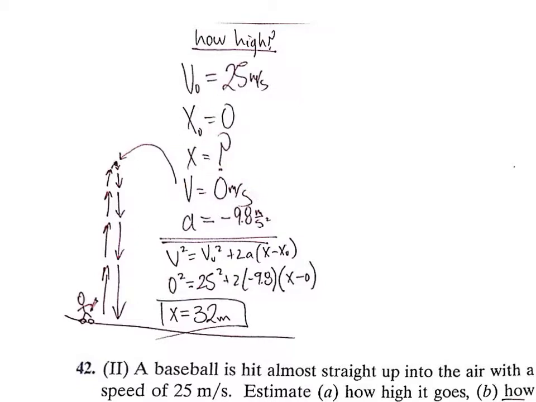Here, it's not told to us, but it's implied information: we just have to know that at the top of its flight, its velocity will be 0. So this is what we're interested in. We know its velocity will be 0. We also can assume we're on Earth, and so the acceleration due to gravity is negative 9.8 meters per second squared. Substituting in gives us this formula. Again, we're solving for the position here, and I rounded this based on sig figs: 32 meters.